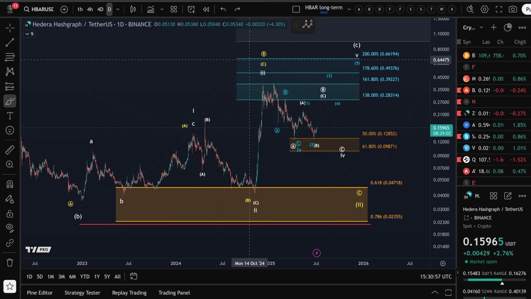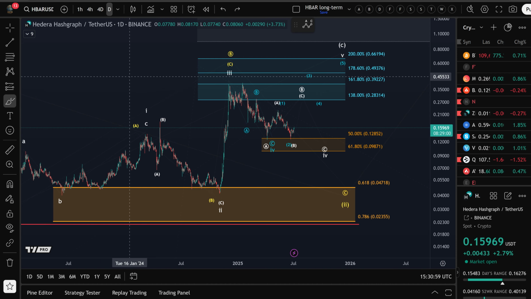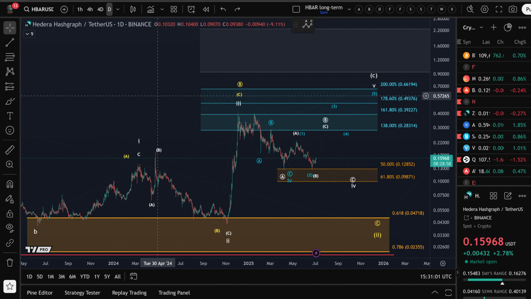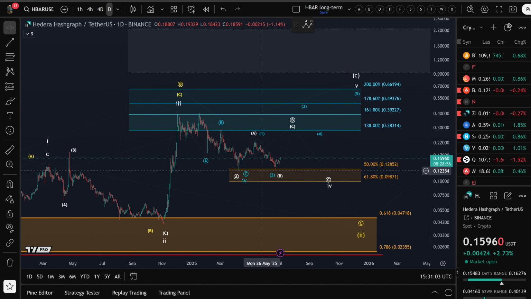Now, because the move to the upside is not impulsive, there are different interpretations that can apply here. So it's not the cleanest chart, but if you want to trade it, there are clear support levels that matter and that are being respected. You can see that the price is still holding that upper support area here. 9.8 cents to 12.8 cents is support, and it is holding this area.